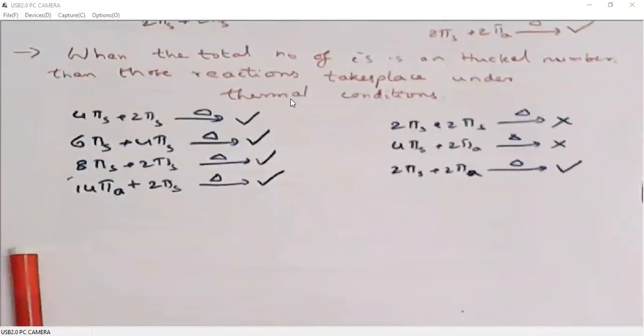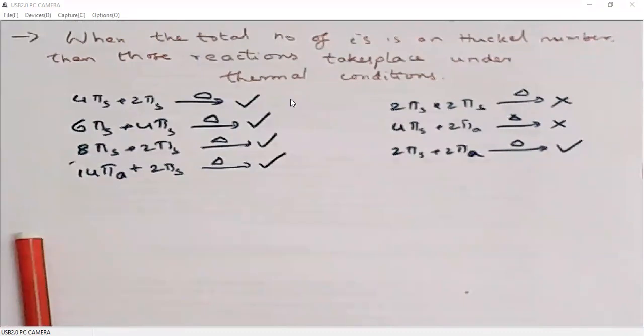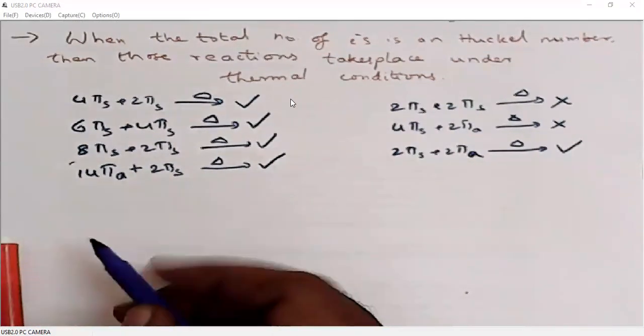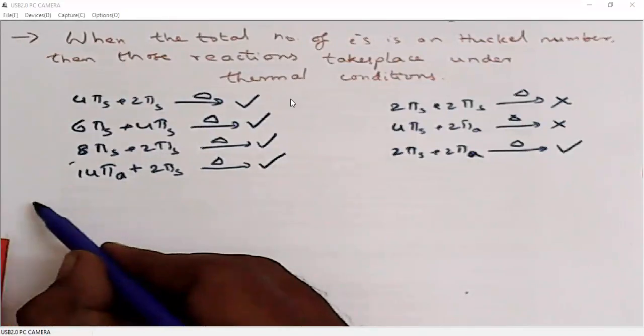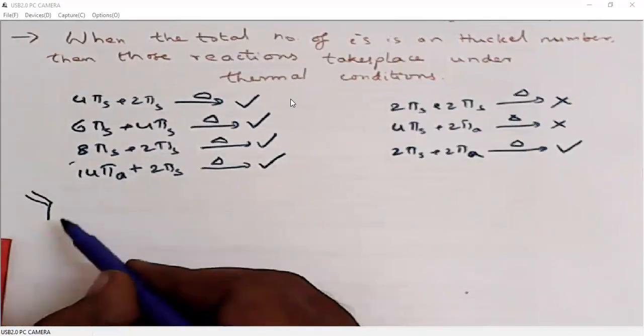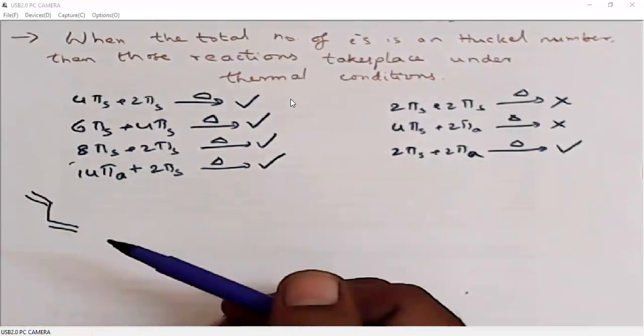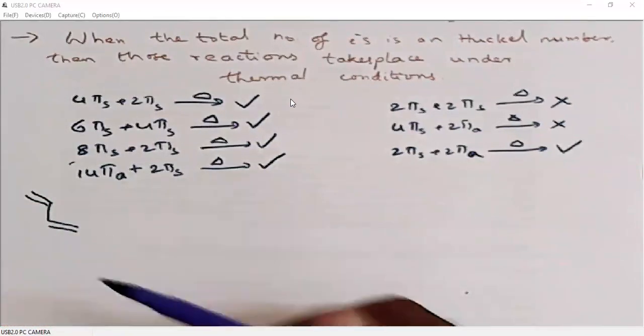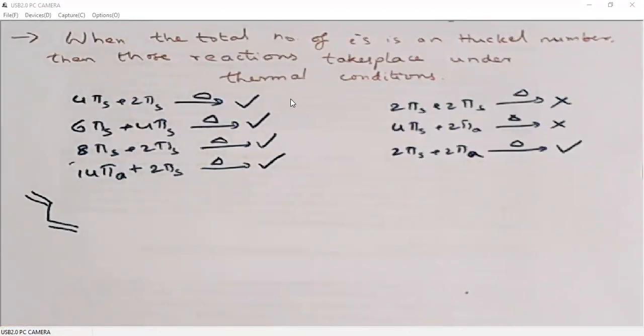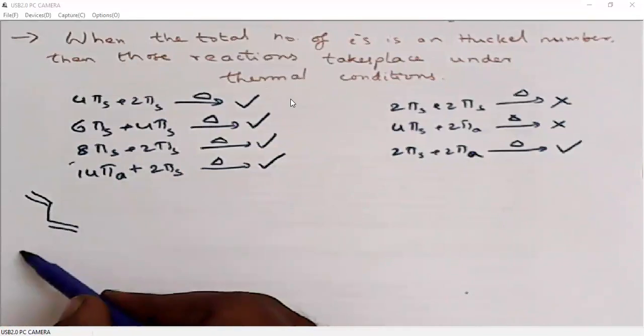Now we will see some examples for pericyclic reactions. These are the reactions. As I said, Diels-Alder reaction must occur between a diene and a dienophile. When we look at the stereochemistry of diene, see it is S trans.